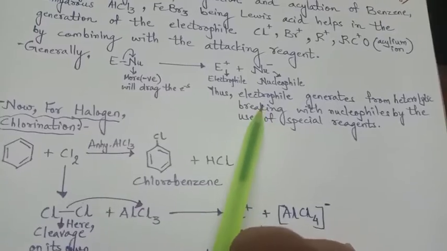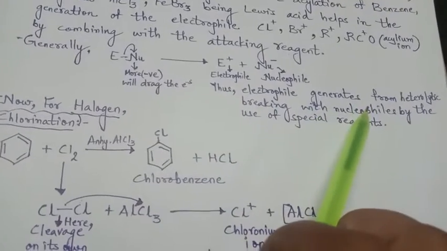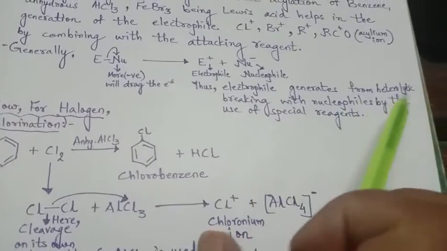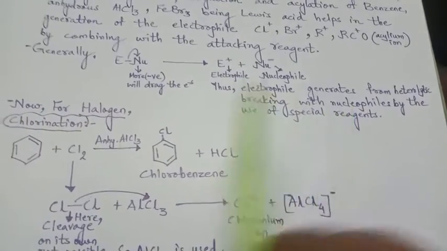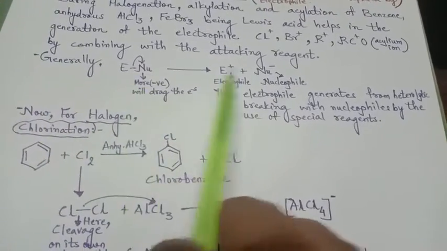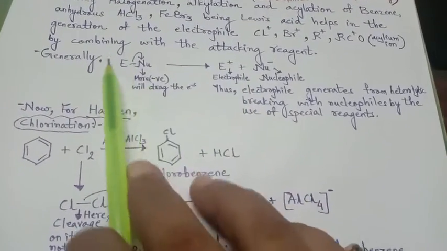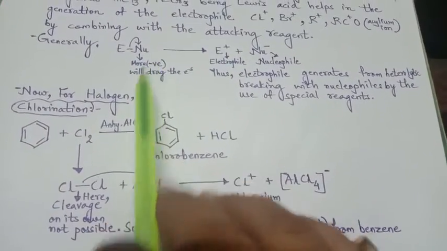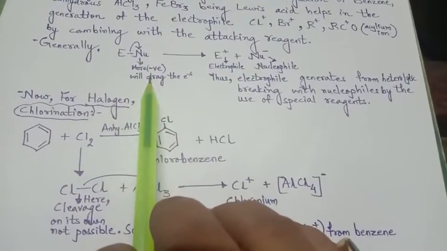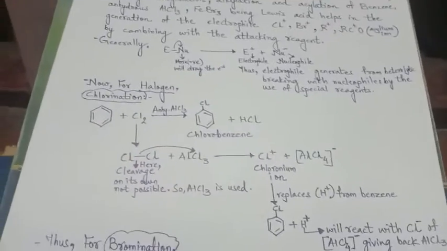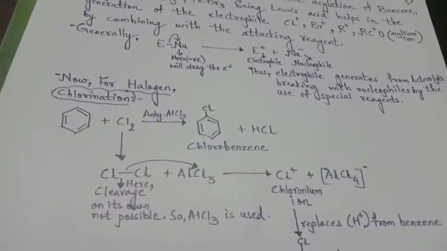Thus, electrophile is generated from heterolytic breaking with nucleophiles by the use of special reagents. This is heterolytic because E is something else and Nu is something else. So, heterolytic cleavage of nucleophile by the reagent. So, we'll see what reagent. With the help of that reagent, the further reaction proceeds. So, this was the general.